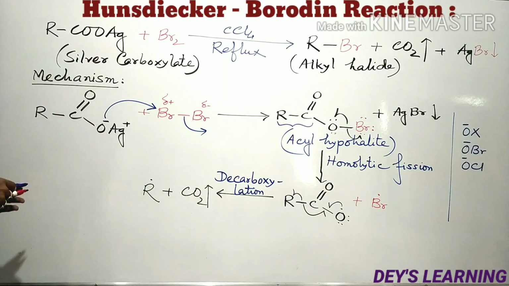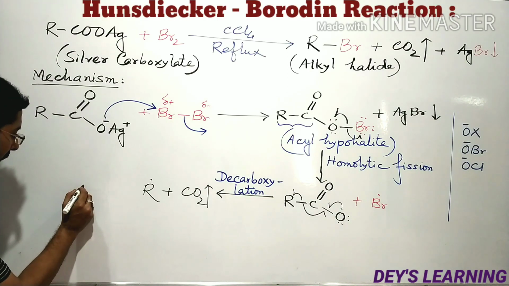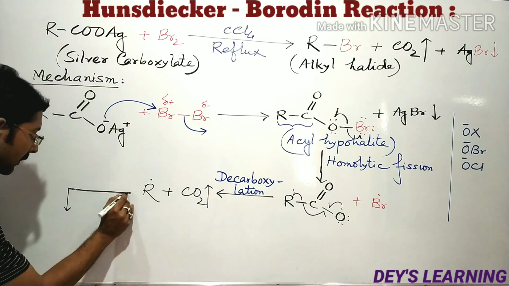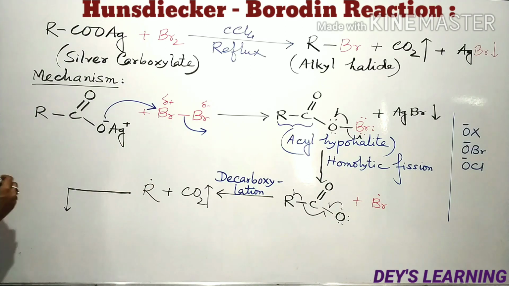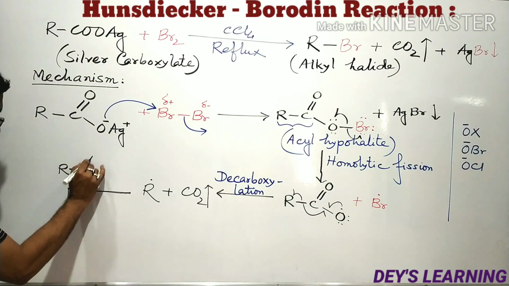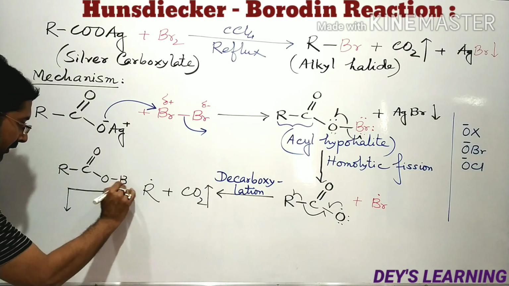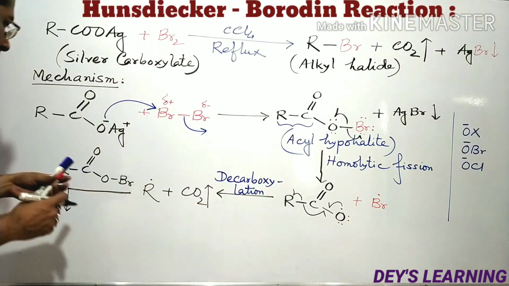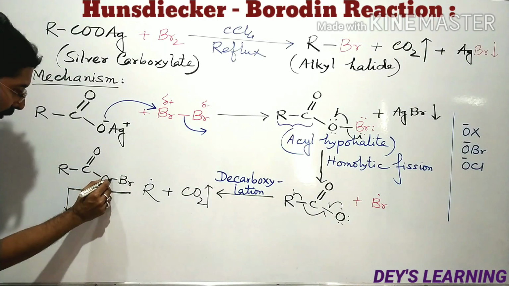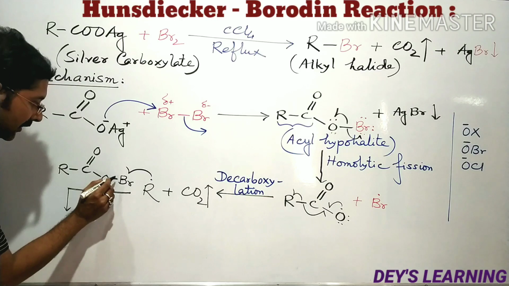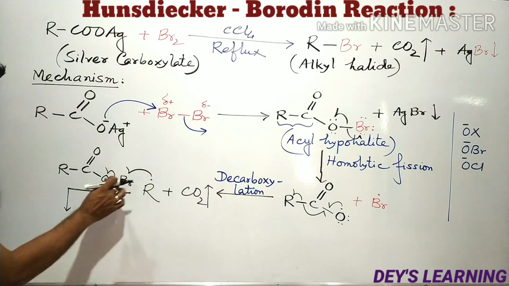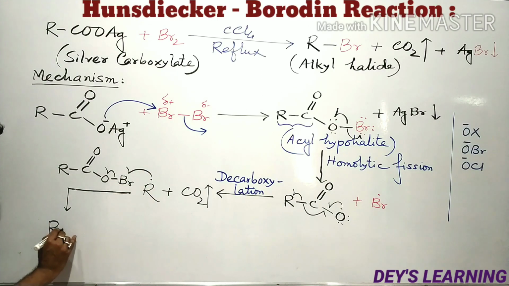Okay, now come back to our present problem. Now this R dot reacts with the acyl hypohalite, like RC double bond O Br. I have already told that this bond is very weak, so this R dot will take the Br dot from here and O dot will be formed from here. As a result, we get R Br. This is our alkyl halide, alkyl bromide.